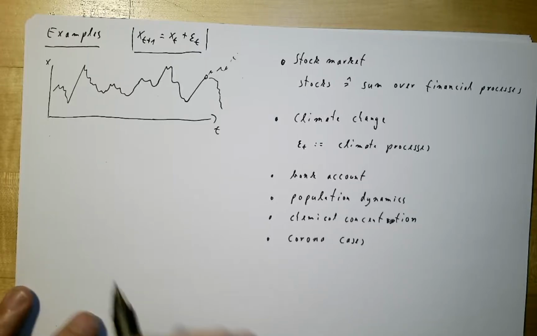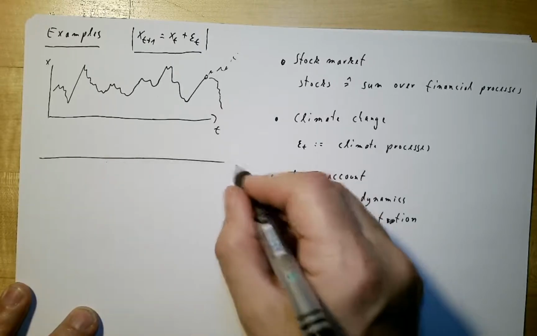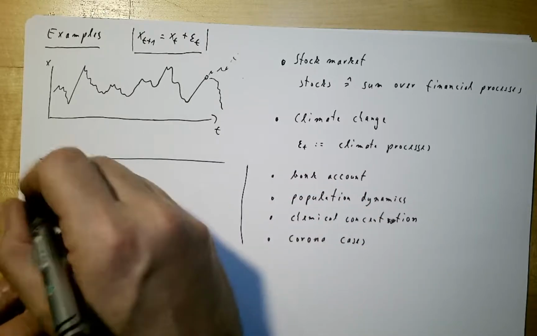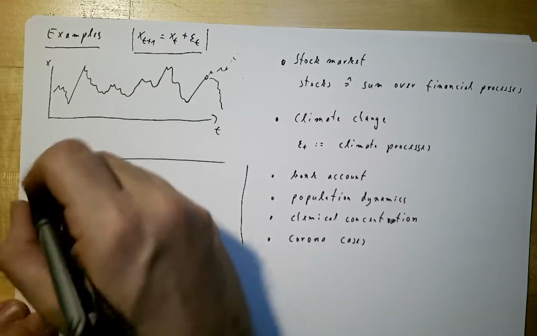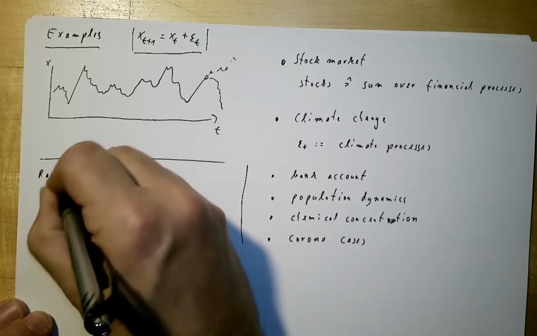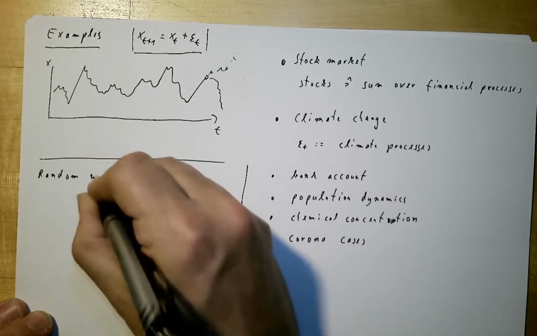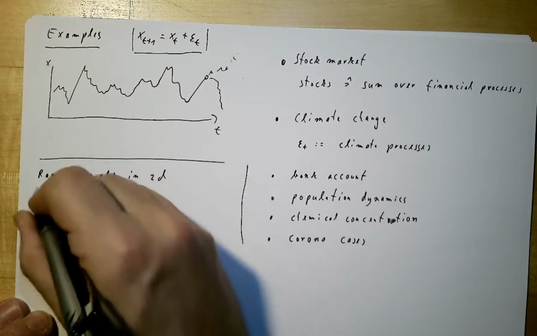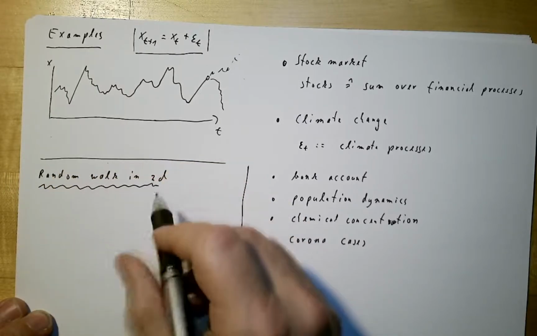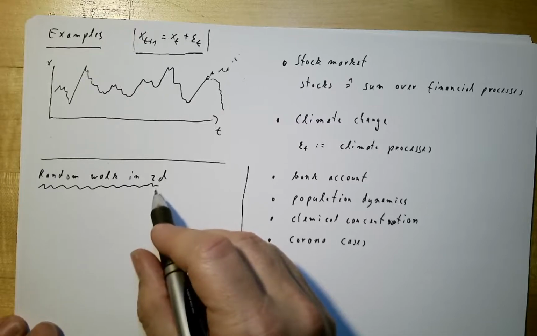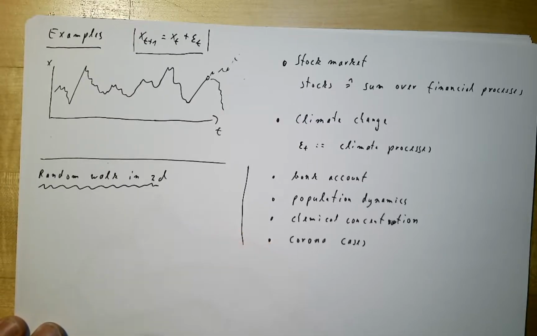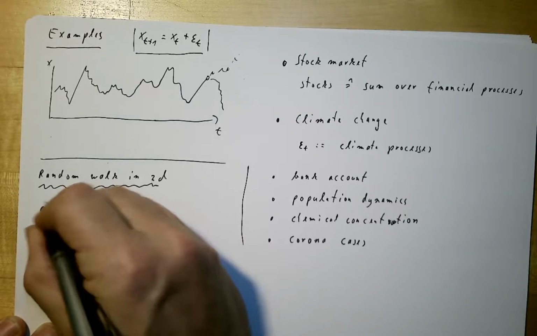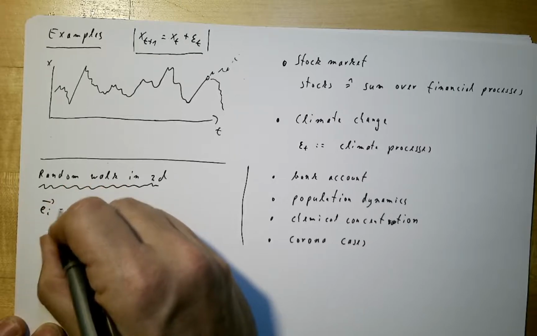And then, this video is getting long, but maybe let me do one last thing. We can also have random walks in higher dimensions. So for example, a random walk in 2D. And this means then our increments come from a multivariate distribution. So we have our increments, they're vectors.